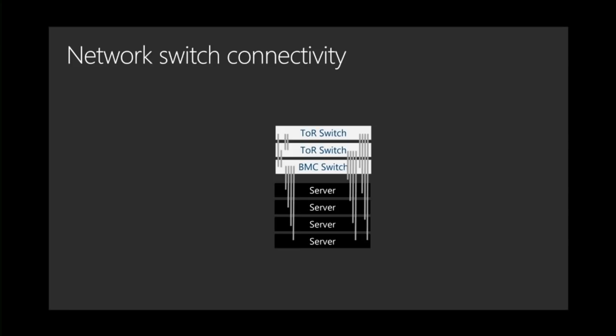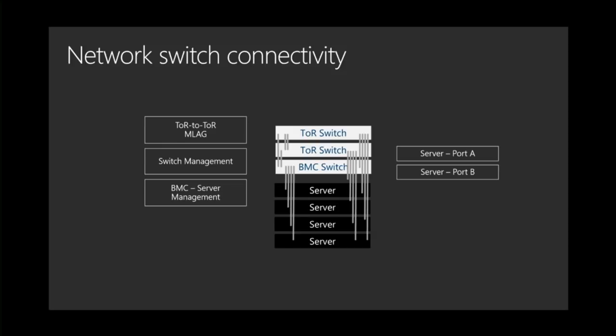So, physical network connectivity. Each of the servers is connected to both of the TORs. They're also connected to the BMC switch for out-of-band management. So I get both ports of each server, and the out-of-band pieces go to the BMC switch. I also connect to the switch management, so the switches are also connected to that BMC, or that out-of-band management configuration, so that's available.